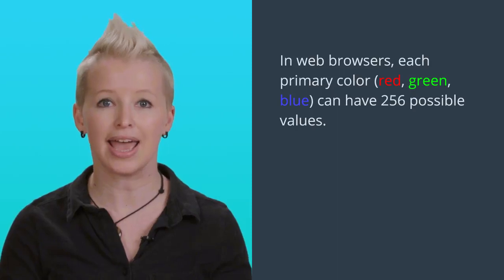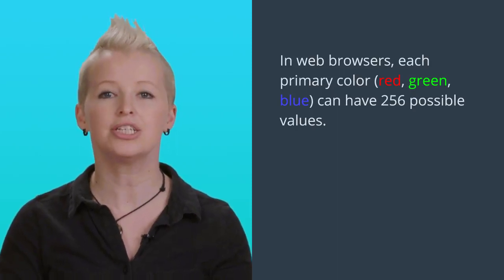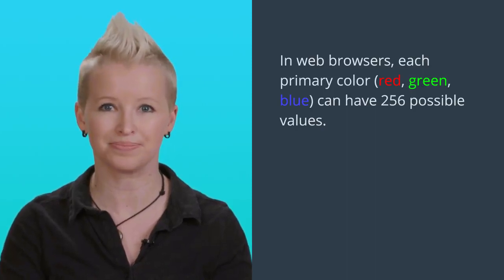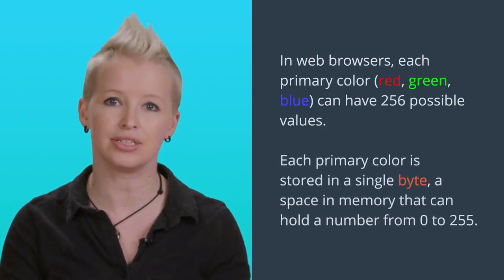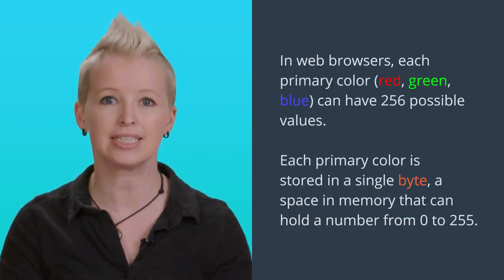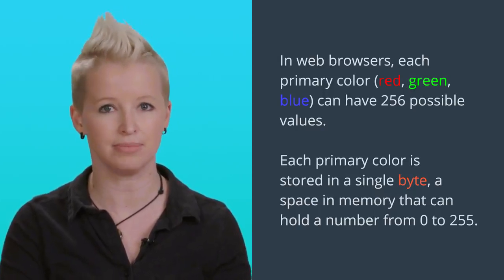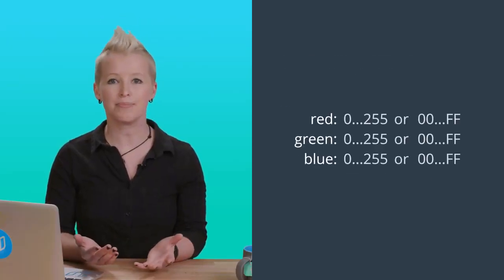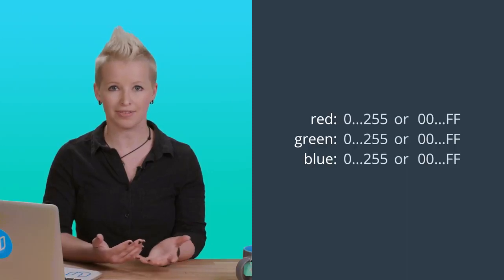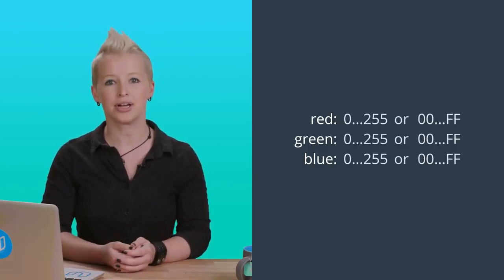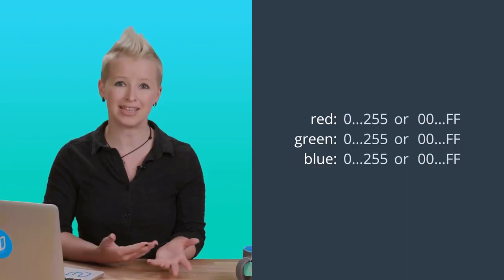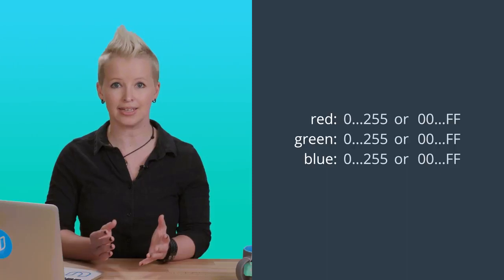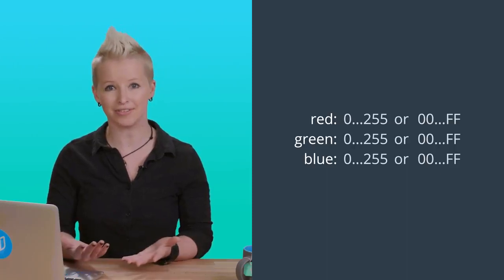In web browsers, and in most other applications, each of the primary colors can have 256 possible values. This is because each color is stored in a single byte, a space in memory that can hold a number from 0 to 255. We can write a byte value as a number from 0 to 255, but we can also write it as a number in hexadecimal, or hex, base 16. In hex, each digit can go from 0 to 9, and then from A to F.